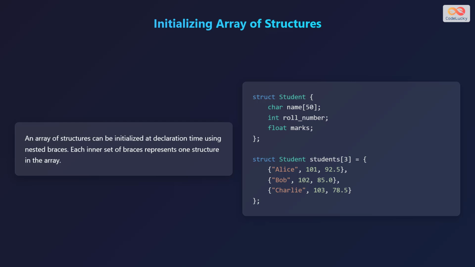We declare struct student students of size 3, and then assign values to each element within braces. The first student, Alice, has a roll number of 101 and marks of 92.5. The second student, Bob, has a roll number of 102 and marks of 85.0. The third student, Charlie, has a roll number of 103 and marks of 78.5.